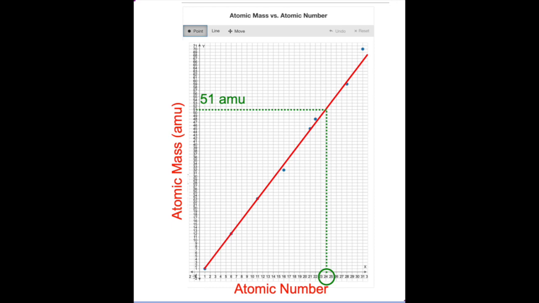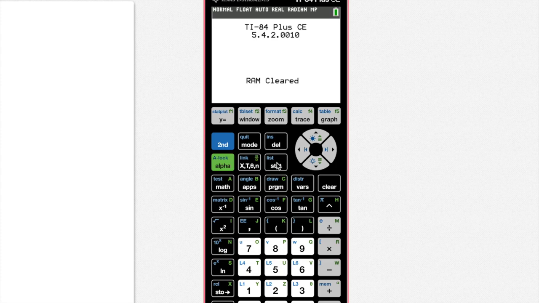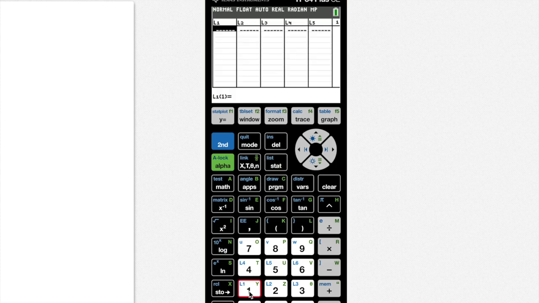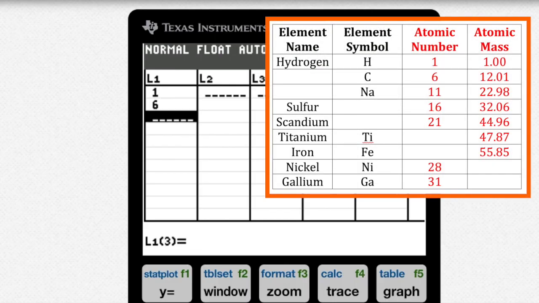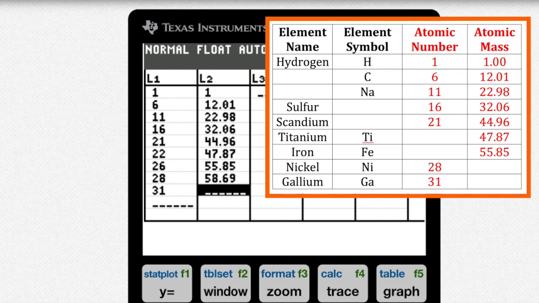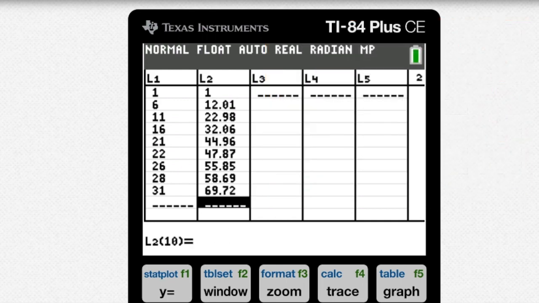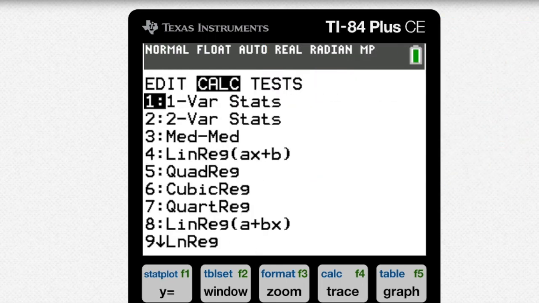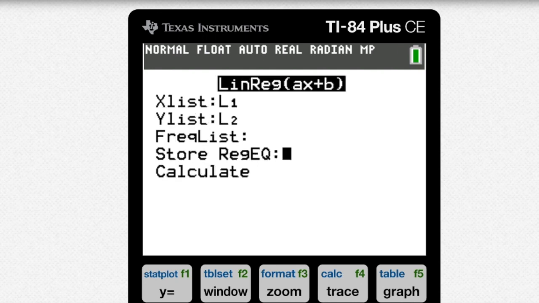Let's see if we can be more accurate though. Let's input our data into a graphing calculator and have the calculator do what calculators do best, calculate. We can have it calculate the line of best fit, and we will use that line for our prediction. Right now, in L1, I'm inputting all the atomic numbers for the elements that we worked out. L2 will be the atomic masses for all those elements. Now let's have the calculator crunch the numbers and calculate the line of best fit using the equation y equals mx plus b. There we have it.